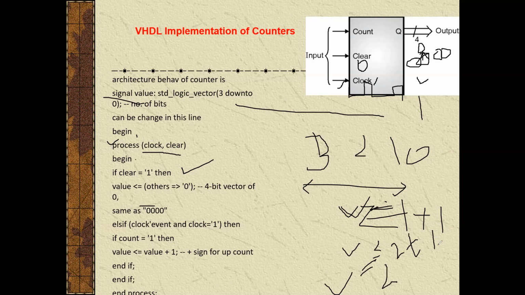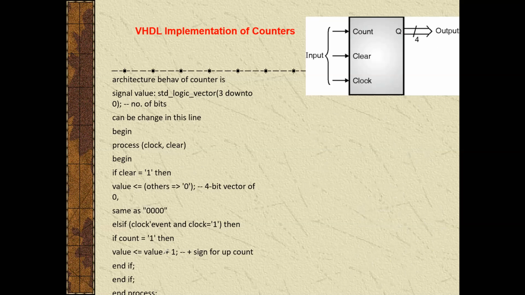At a particular clock pulse, this is going to assign like 3 plus 1. So there are two conditions on which the counter will work, and we have to end those two conditions with the end statement. Then we have to end the model, end the process. And finally, the output Q should be assigned by the value.